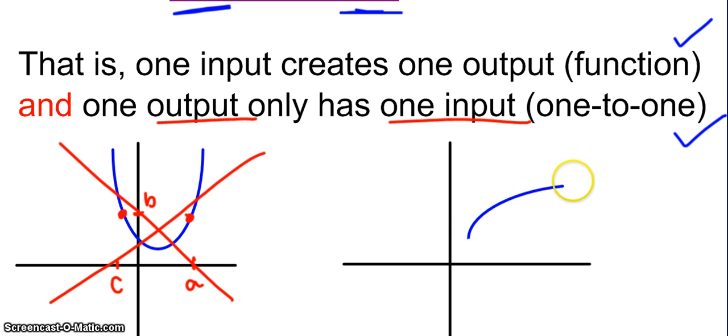Looking at this square root graph over here that's been shifted somehow, if I take, let's say, this a value and I plug it in, I get some y value of b. Is there any other b value that has an input? No. So this is one-to-one.